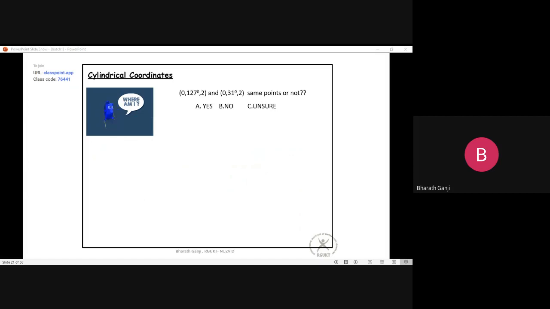Cylindrical నుంచి పాయింట్‌ని కార్టీషియన్‌కి ఎలా కన్వర్ట్ చేస్తారన్న. You can also try that one also, and you can see whether both points are same or not.